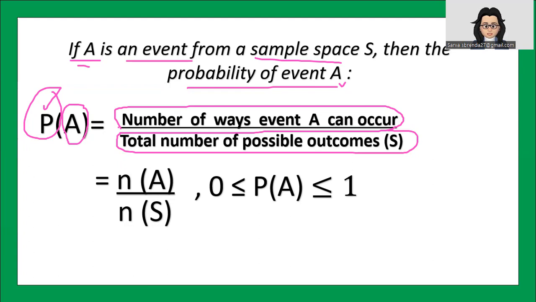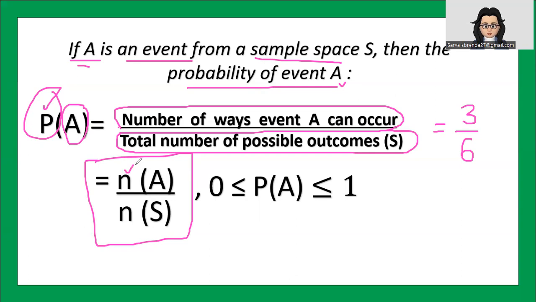Coming back to the rolling dice, it's the same thing. What is the probability of getting an odd number? Odd numbers, so 1, 3, and 5, which is 3. What is the total possible outcomes? 6. Do you see that? There's nothing too complicated here. It's the same thing, but it looks so difficult.